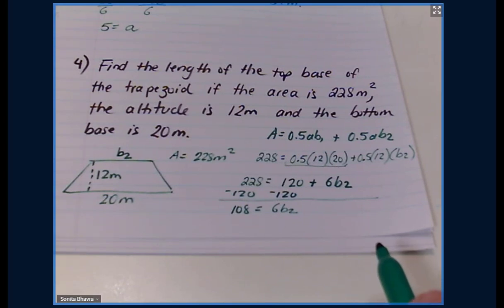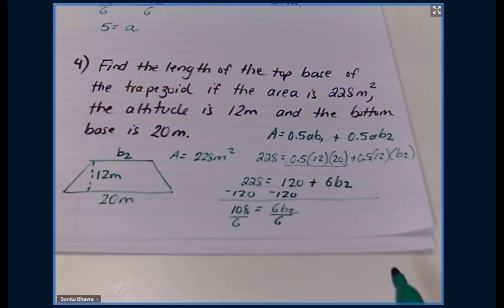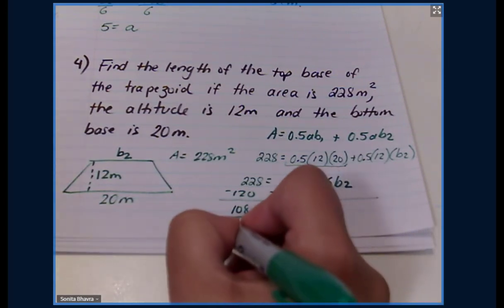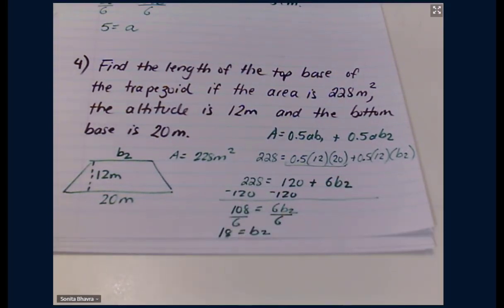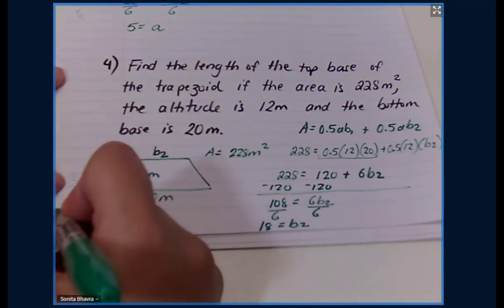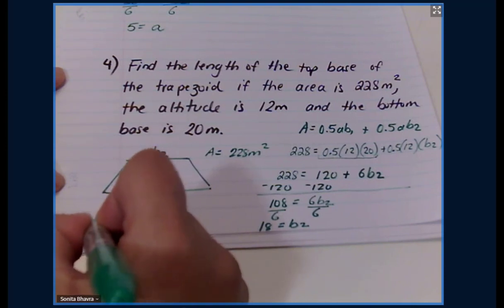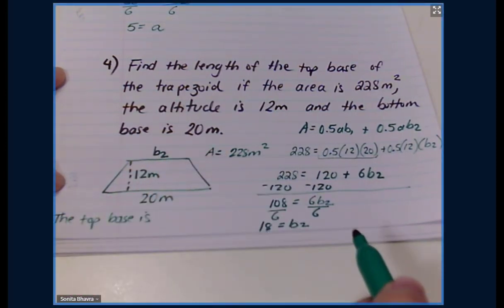And last step, just got to divide by 6 on both sides. And we get 18 as our answer. So 18 is equal to B2. All right, lastly, we just have to write our sentence. I'm just running out of room, but I'll just write it right here. So the top base is 18 meters.